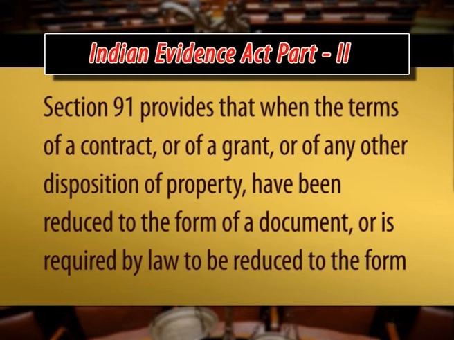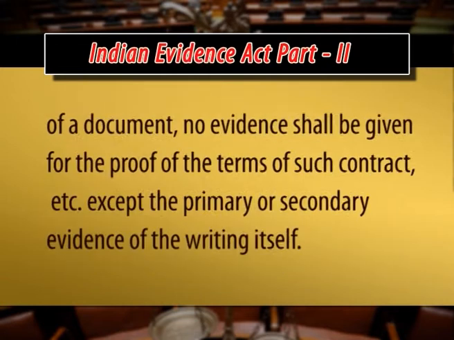Section 91 provides that when the terms of a contract or of a grant or of any other disposition of property have been reduced to the form of a document, or is by law to be reduced to the form of a document, no evidence shall be given for the proof of the terms of such contract, etc., except the primary or secondary evidence of the writing itself.